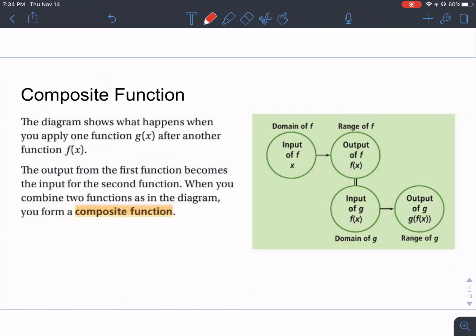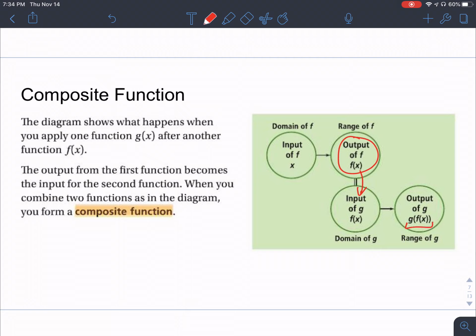So let's say we have f of x. We take the input of f of x and we find the output. Okay, we take the x, plug it into f of x, and we get an output f of x. We then take that output, and that output becomes the input of g of x. So we're taking the f of x and we're actually plugging it into the x of g of x, which then gives us an output of g. All right, we call this g of f of x.